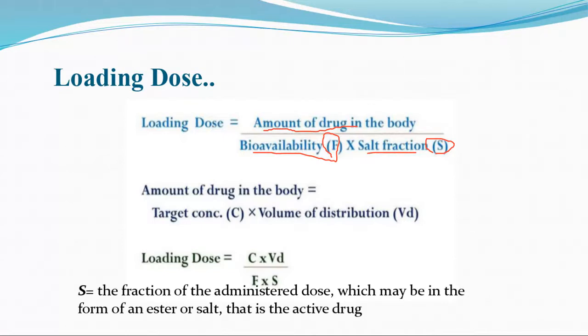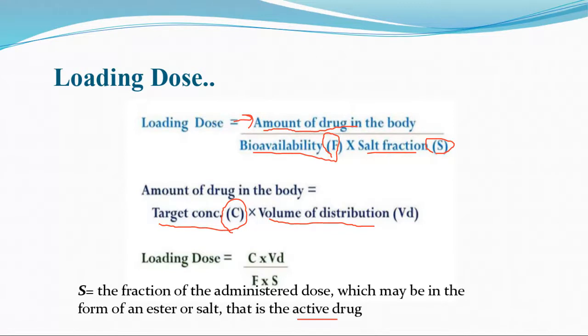The fraction of the administered dose which may be in the form of an ester or salt that is the active drug. تمام. طيب الamount of the drug في البادي دي احسبها ازاي؟ احسبها بالتارجت concentration، الكونسنتريشن اللي انا عايزه اعمل لها achievement في الجسم multiplied by the volume of distribution. تاني loading dose equals the amount of the drug in the body divided by the bioavailability multiplied by the salt fraction. the amount of drug بحسبها ازاي؟ التارجت concentration اللي انا عايزاها. تمام. انا عايزه achieve target concentration في البلازما مثلا 10 مثلا مايكروجرام per liter. تمام. multiplied by volume of distribution.